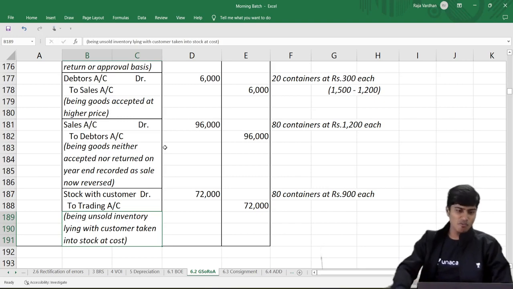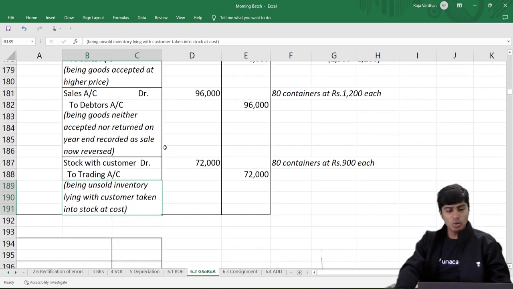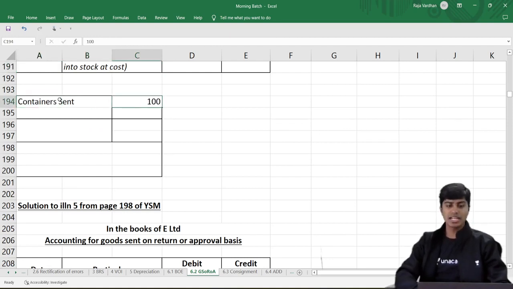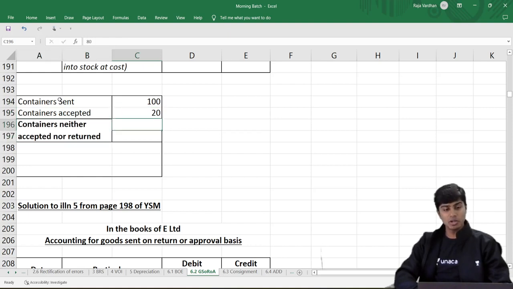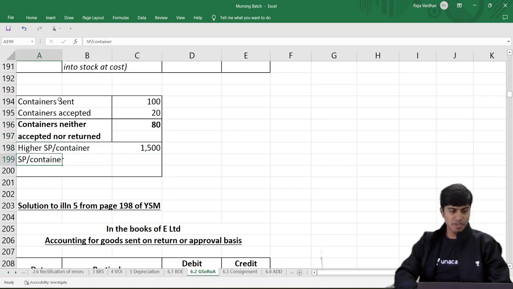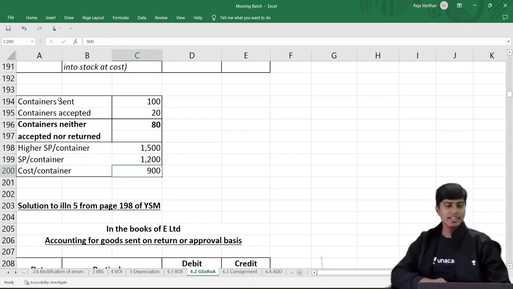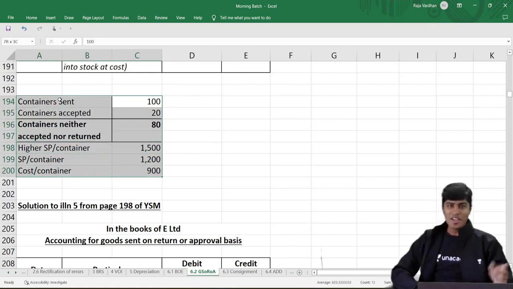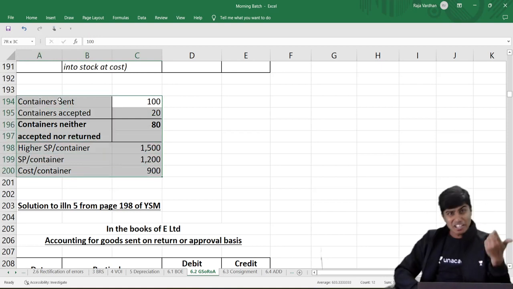That's the end of our question number 4. I hope you understood. If in case you didn't understand the computation, you can always do this: containers sent being 100, accepted being 20, neither accepted nor returned being 80 containers. The higher selling price is 1500, selling price per container previously recorded is 1200 and cost is 900. This is only for beginners. If you can understand the entry, you don't have to do this. In fact, you don't have to write this in the exam as well.